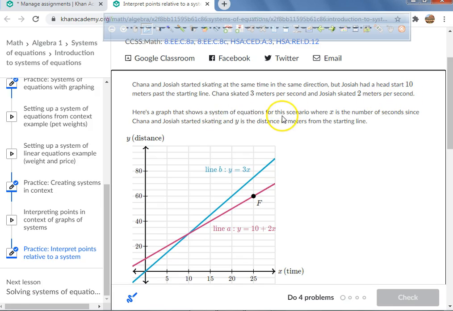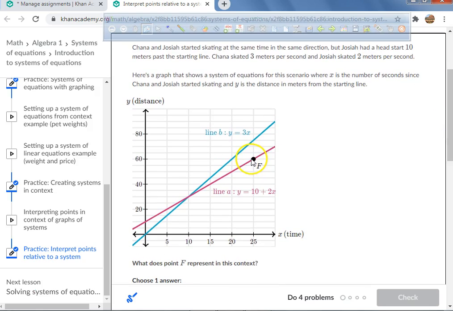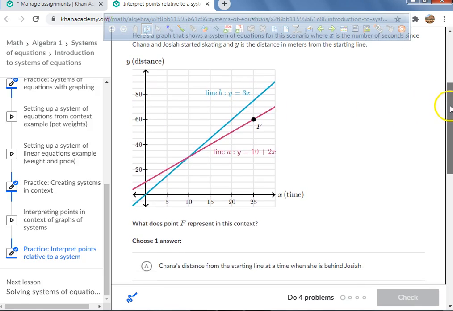Here's a graph that shows a system of equations for this scenario where x is the number of seconds. We can clearly see they're at the same distance at about 10 seconds. But obviously, Josiah is slower because right here, he is now behind Chana at this point. So if this is Josiah's graph and this is Chana's graph, he is now behind her. He is at 60 meters, and she is at, let's see here, 75 meters. So she's definitely ahead of him.